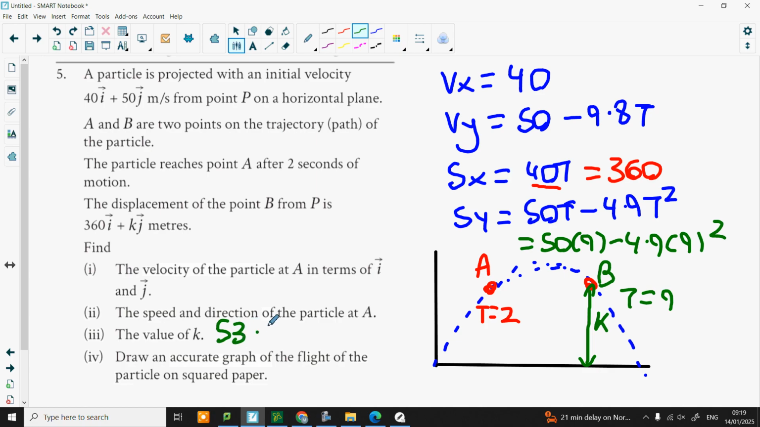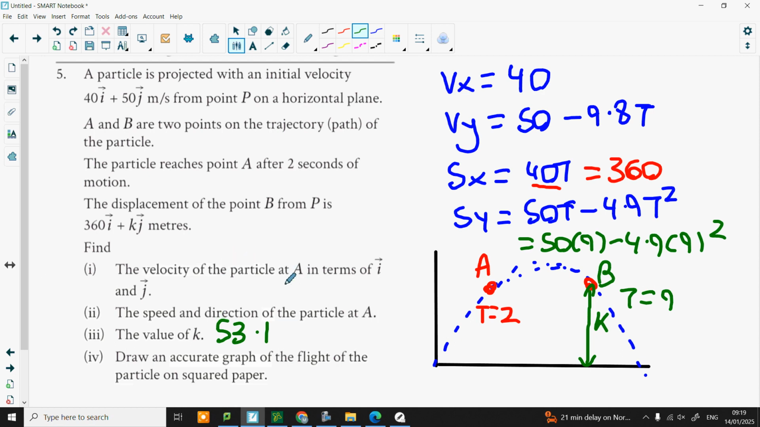53.1. Does that work for everybody? 53.1? Did anybody else calculate it? 50 times 9 take away 4.9 times 9 squared? I just want somebody to verify. Great. All right. Now, sorry, I did part 3 straight away. That's on me. Part 3 just seemed really easy, it just jumped out. Now, I'll go back to part 1.